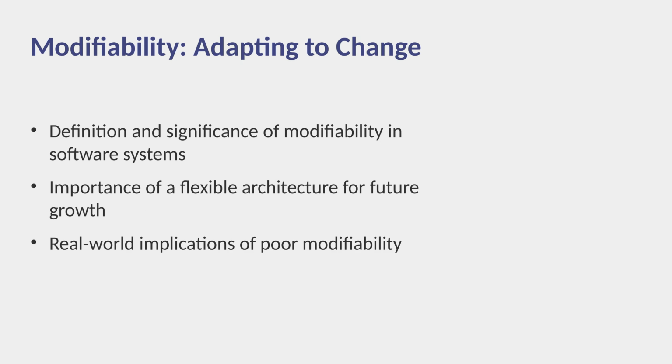Modifiability refers to the ease with which a system can adapt to changes, whether adding new features or fixing bugs. A well-designed architecture allows for growth without extensive rework. For example, consider a social media platform that must frequently update its features to meet user demands. If the architecture is rigid, implementing these changes can be time-consuming and costly.